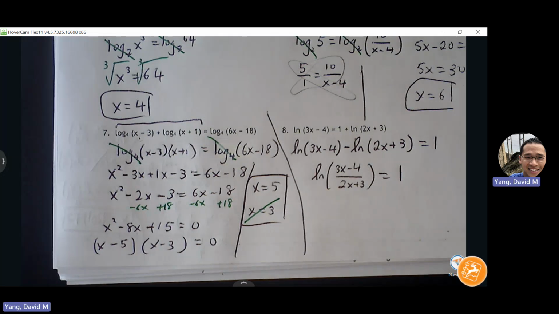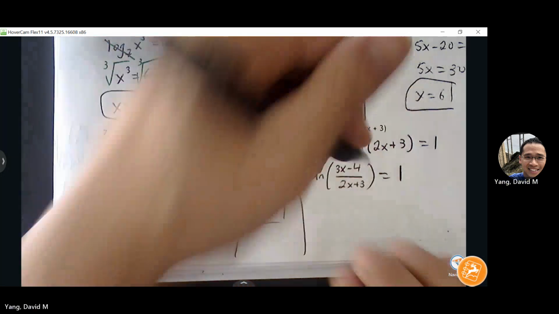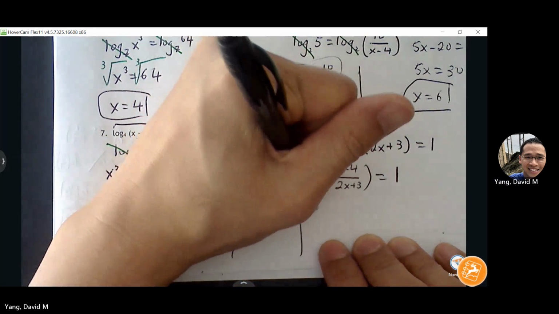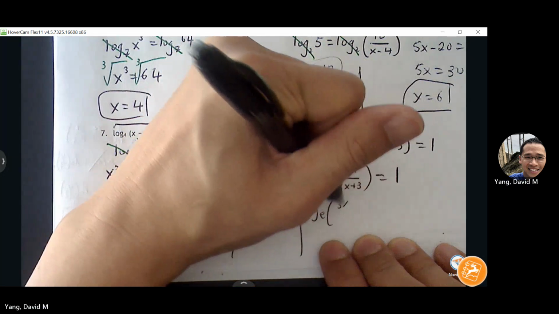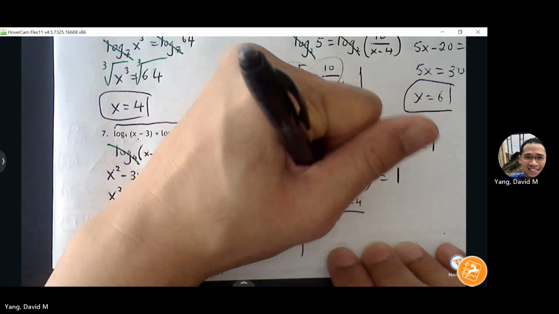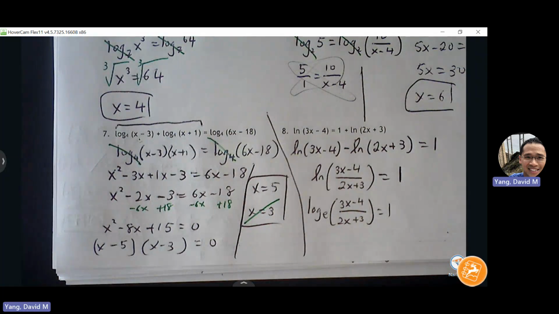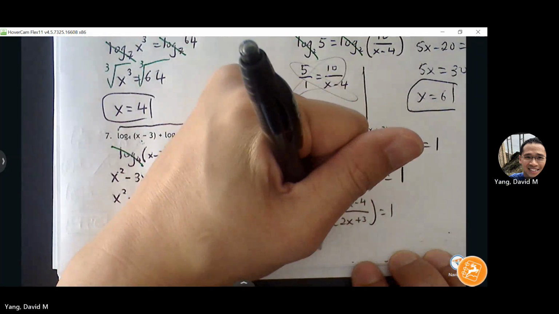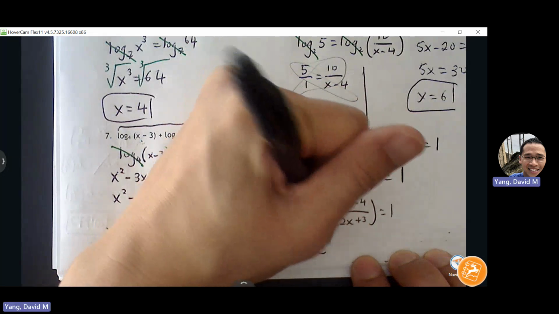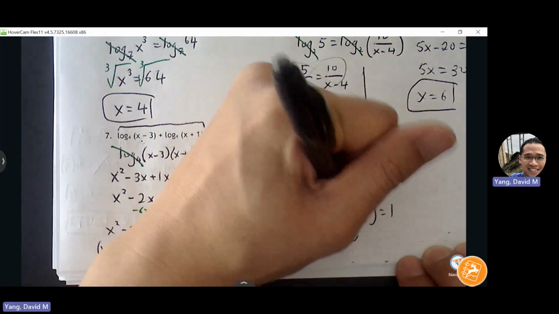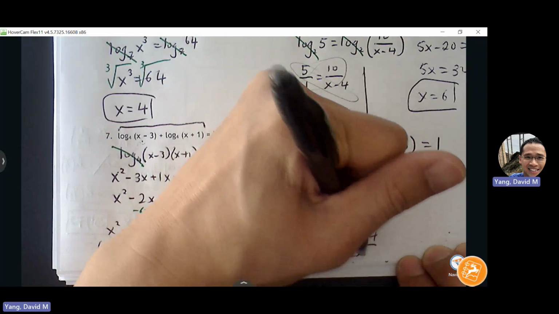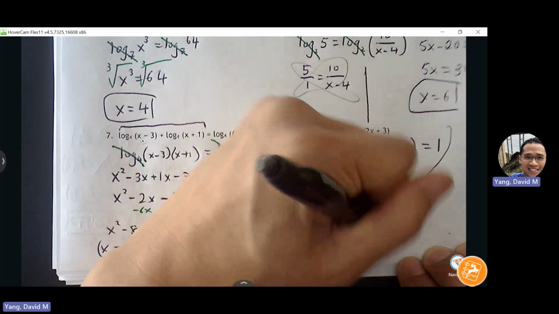I want to solve for x. X is stuck inside that natural log. What's my base here? My base is E. Okay, so exponential form, what's my exponential form? E to the first power is equal to x minus 4 over 2x plus 3. Okay, we're going to cross multiply and solve for x.